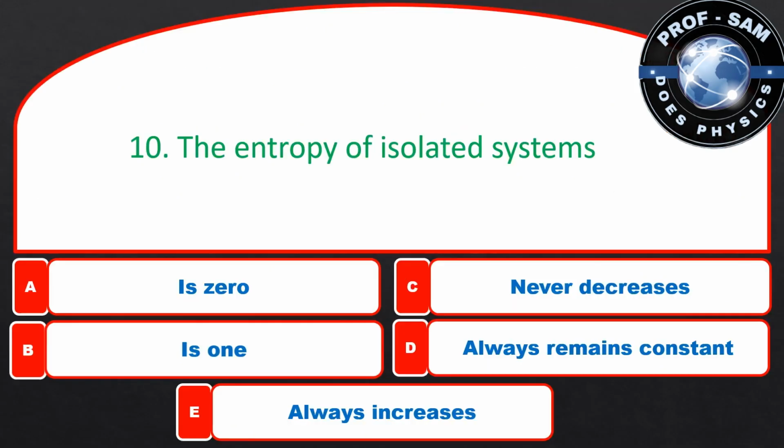So the last question says, the entropy of isolated systems, what happens? Will always increase. That's option E, will always increase, because this is the definition of entropy, the measured amount of disorderliness of an isolated system.